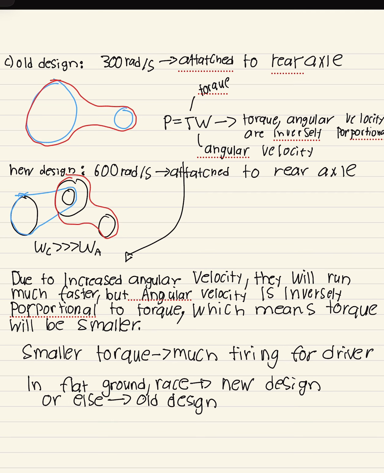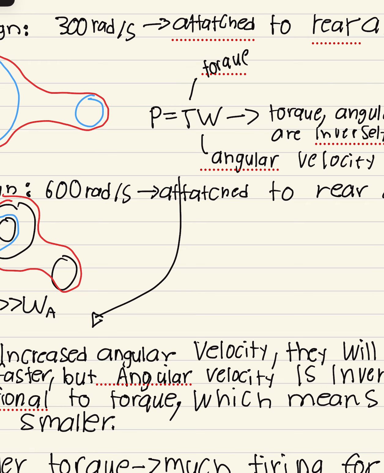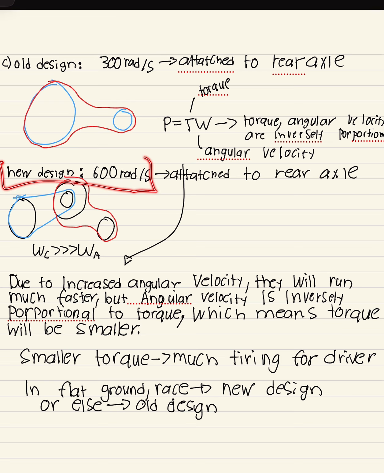So, old design and new design. The new design has a higher angular velocity. But we acknowledge that power is equal to torque times angular velocity. Now, we know that as angular velocity increases, torque will decrease. For the new design, they have a higher angular velocity, but that comes with the trade-off of having a lower torque. So, although this may seem like a better idea at first, it comes with the trade-off that it will be much harder to pedal.